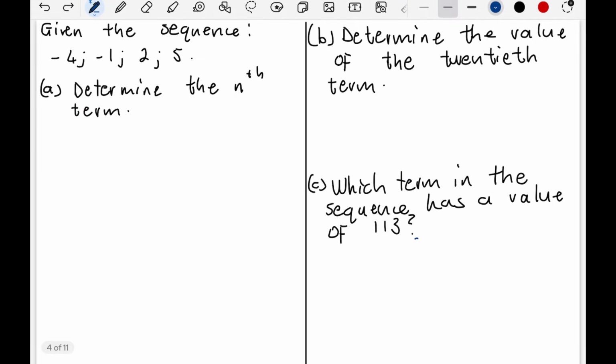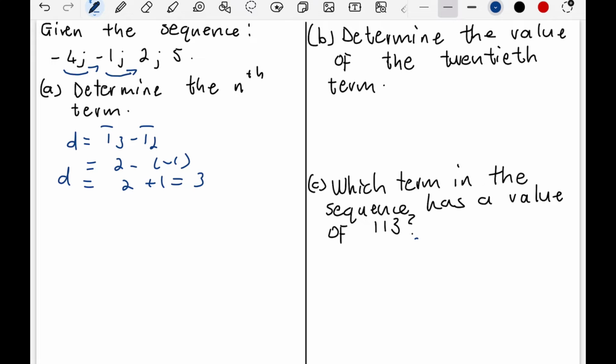Say we were given the sequence negative 4, negative 1, 2, and then 5, and we were asked to determine the nth term. Well, we know that the common difference d can be seen as, say, term 3 minus term 2, so 2 minus negative 1, that's 2 plus 1, which is 3. So the common difference d is 3. This makes sense because minus 4 plus 3 gives us minus 1. Minus 1 plus 3 gives us 2. 2 plus 3 gives us 5. So we can see that indeed there is a common difference of 3 there.